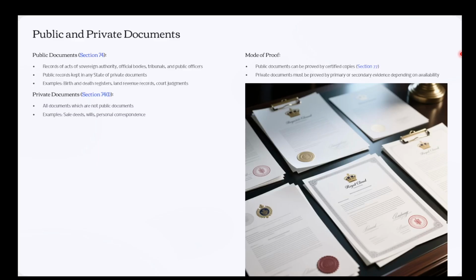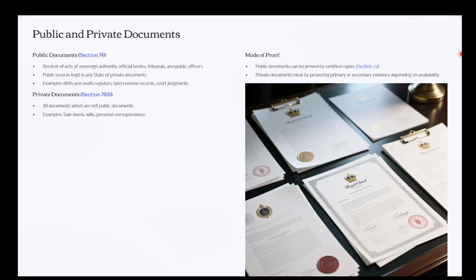So, public and private documents. Let us discuss what are public documents and private documents. Public documents, as per Section 74 BSA, are records of acts of sovereign authority, official bodies, tribunals, and public officers, and public records kept in any state. Examples: birth and death registers, land revenue records, court judgments.